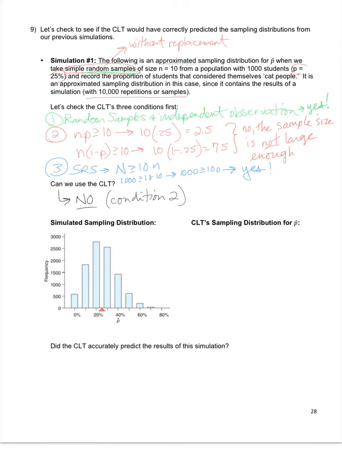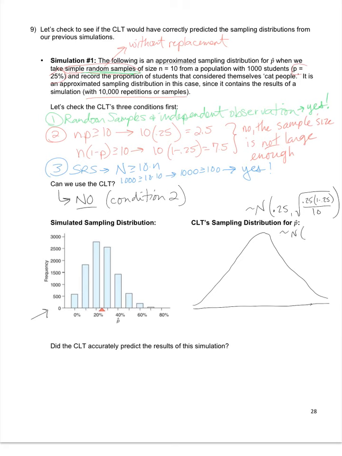All right, so down below, we have the results of our simulation. What we're going to do is draw the model that the central limit theorem would predict. So it tells us that we would have a normal distribution. Our sampling distribution for p hat should be normal, should be centered at p, which was 0.25, and should have a standard error equal to the square root of 0.25 times 1 minus 0.25 over, what was our sample size, 10.